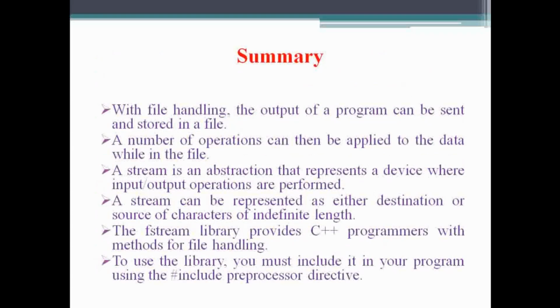And at the very last, let's see the summary of all of our topic. With file handling, the output of a program can be sent and stored in a file. A number of operations can then be applied to the data while in the file. A stream is an abstraction that represents a device on which input-output operations are performed. A stream can be represented as either destination or source of characters of indefinite length. The fstream library provides C++ programmers with methods for file handling. To use the library, you must include it in your program using the hash include preprocessor directive.